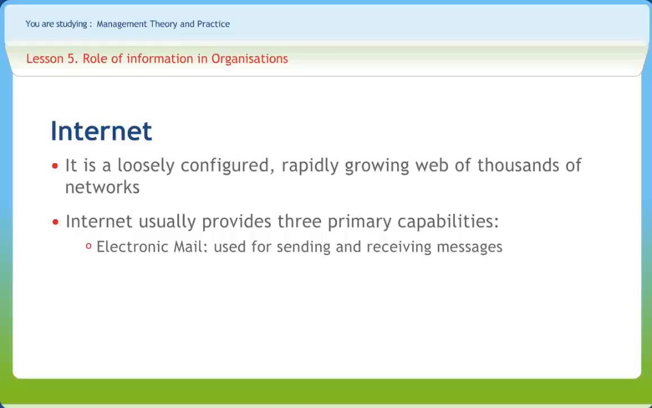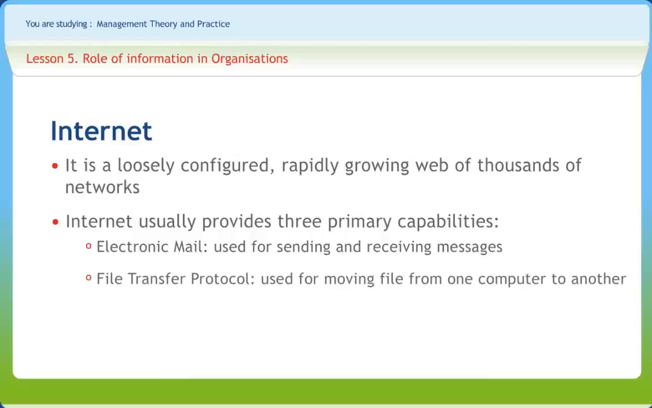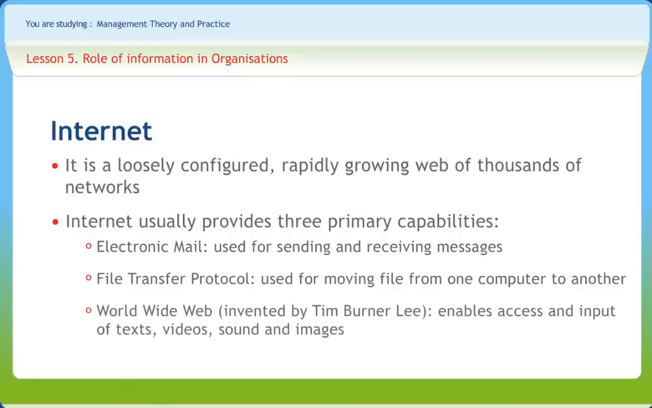The first form, that is the internet, is a loosely configured, rapidly growing web of thousands of networks and usually provides three primary capabilities, namely electronic mail, more popularly known as email, file transfer protocol, which is used for moving files from one computer to another, and the World Wide Web, that enables access and input of text, videos, sounds, and images.